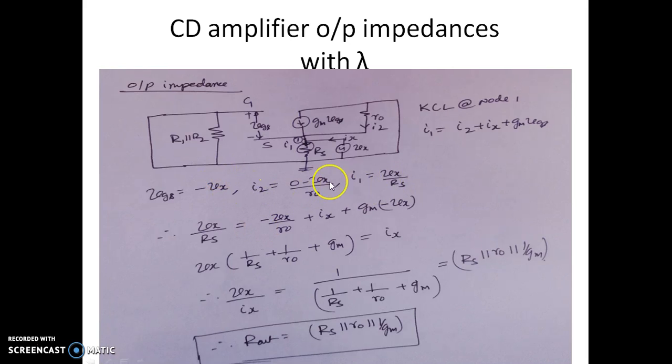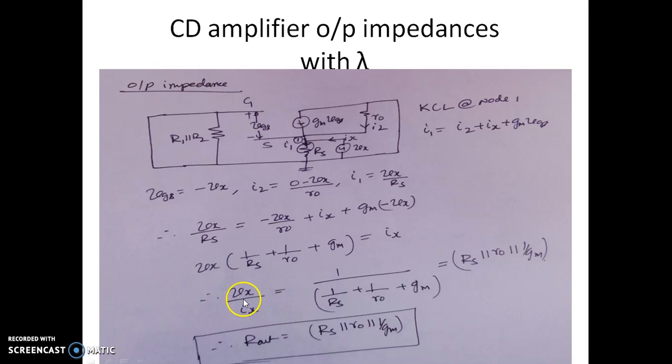So substituting these values onto the equation what we have. So I1 is nothing but Vx by Rs, and I2 is nothing but minus Vx by R0, and of course this is Ix retained as it is. Gm into Vgs can be written as Gm into minus Vx, because this Vgs is minus Vx here. So rearranging the expression what we have here. So Vx is given by this expression.